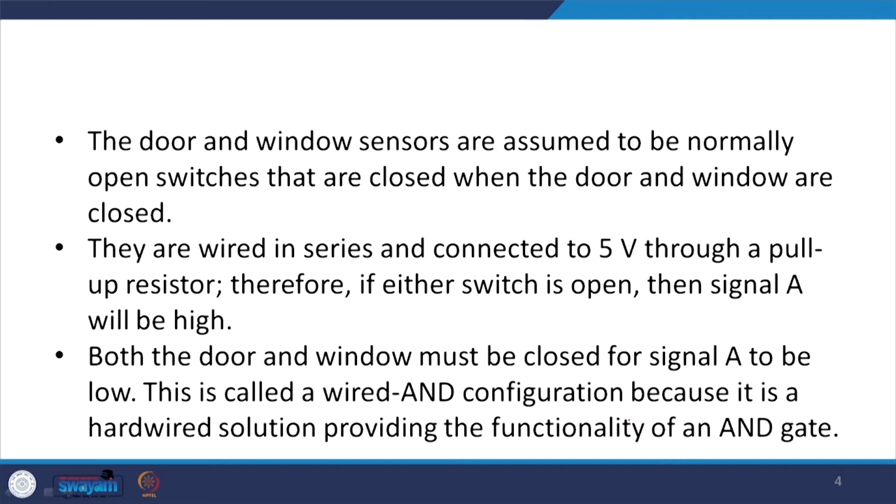The door and window sensors are assumed to be normally open switches that are closed when the doors and windows are closed. They are wired in series and connected to 5 volts through a pull up resistor. Therefore, if either switch is open, then signal A will be high. Both the doors and windows must be closed for signal A to be low, and this is called a wired AND configuration, because it is a hardware solution providing the functionality of an AND gate.